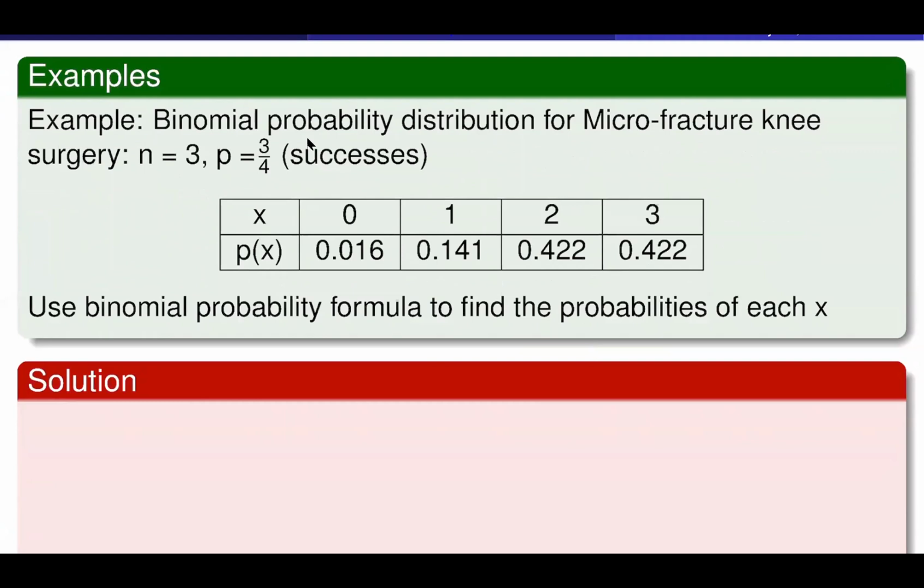All right. So right here's a binomial probability distribution for microfracture knee surgery. n is equal to 3, p is equal to 3/4. It said to use the binomial probability formula to find the probability of each x. Well, for this one, we're going to do this in Classcalc because it's a lot of work. If I ask you to show work, it's going to be like find the probability x is equal to 1, or find the probability that x is equal to 2. But anytime you have to find multiple values, you just want to use Classcalc to get the answer. So right now I'm going to double check these answers by using Classcalc. So let's go back to Classcalc.